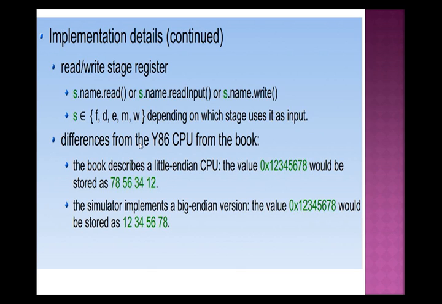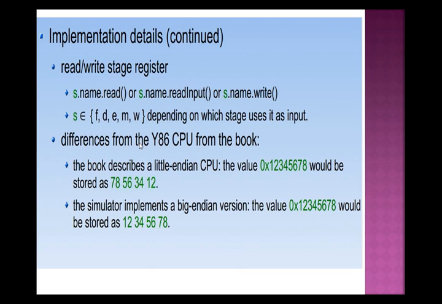Next point says differences of the Y86 CPU from the book. There is a difference between the Y86 and the CPU. The first point says the book describes a little endian CPU. The value 0x12345678 will be stored as 78563412, that is, in reverse byte order. First 78, then 56, then 34, then 12. So this is the description of the CPU, how to implement the Y86 format.